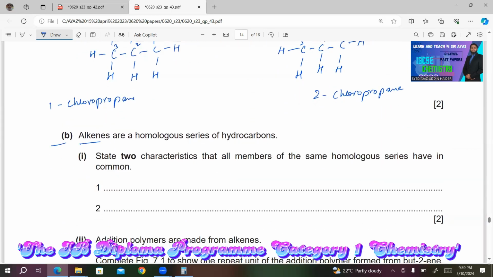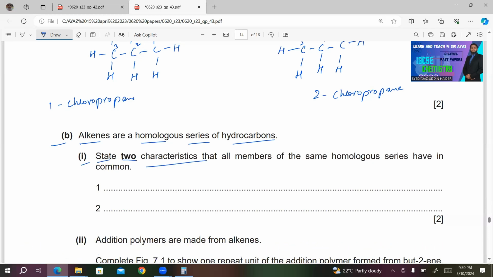P. Alkenes are a homologous series of hydrocarbons. State two characteristics that all members of the same homologous series have in common. So they have same general formula, same chemical properties, same method of preparation. They have same or common functional group.